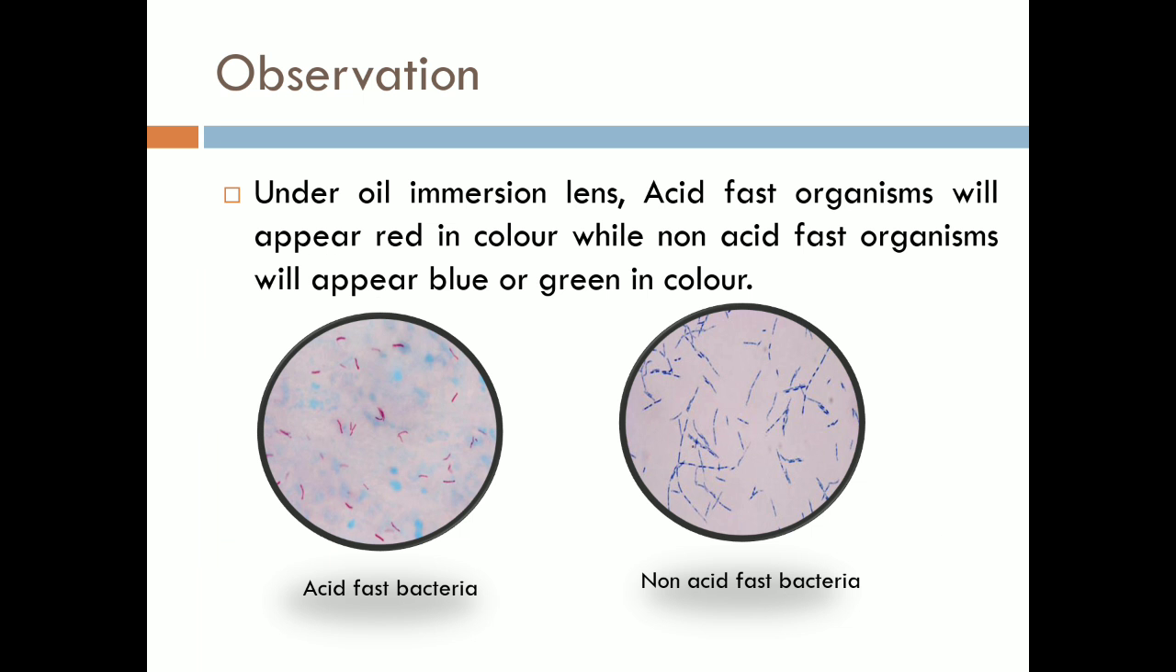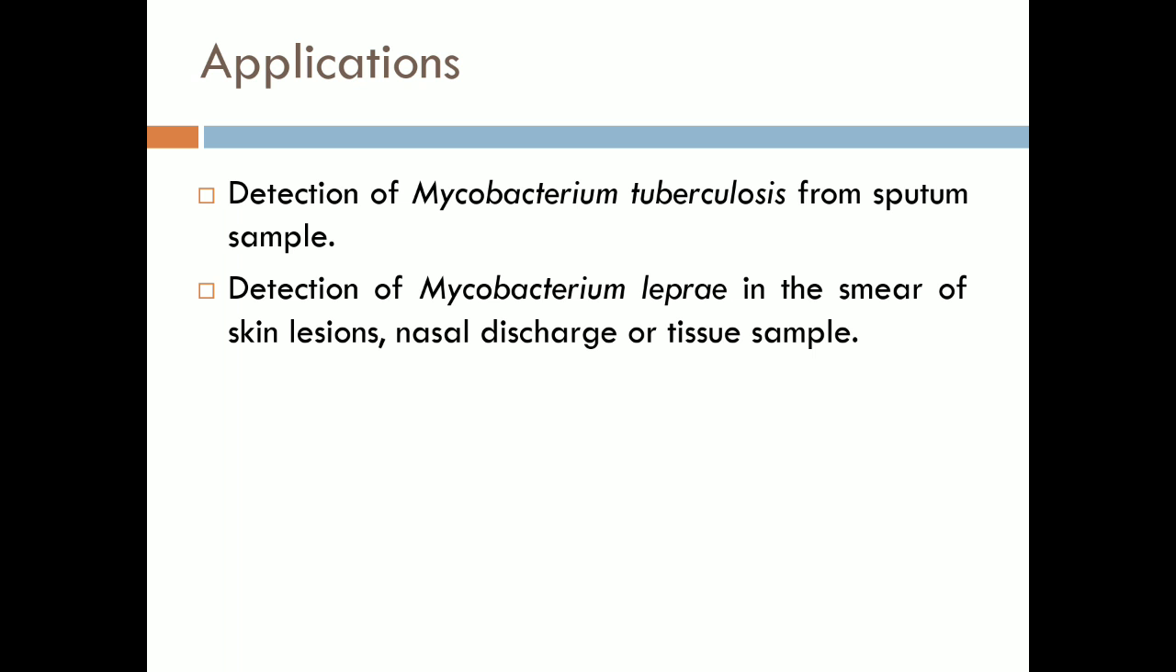Observation: under oil immersion lens, acid-fast organisms will appear red in color, while non-acid-fast organisms will appear blue or green in color. Applications: detection of Mycobacterium tuberculosis from sputum sample, detection of Mycobacterium leprae in the smear of skin lesions, nasal discharge or tissue sample.